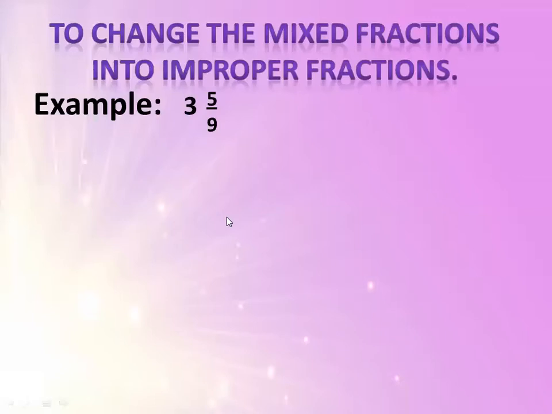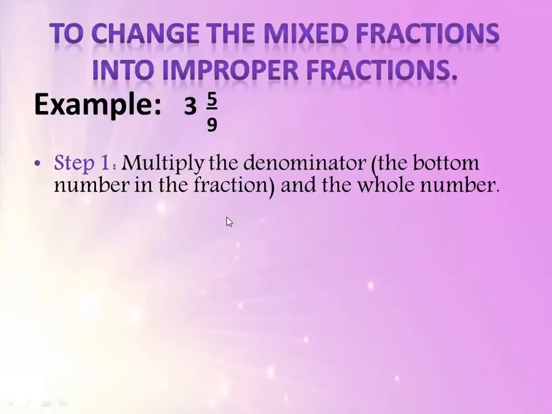So if you want to convert it into an improper fraction, what will be the first step? Multiply the denominator, the bottom number in the fraction, with the whole number. Your denominator here is 9, so you will multiply 9 by 3. So 9 multiplied by 3 is 27.